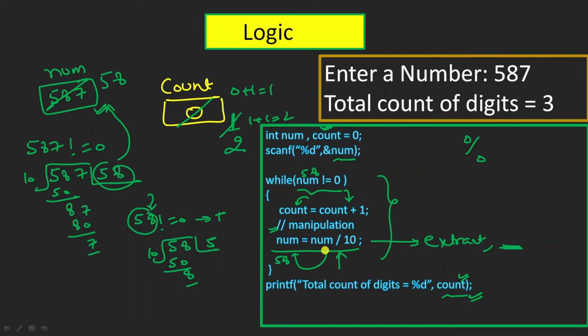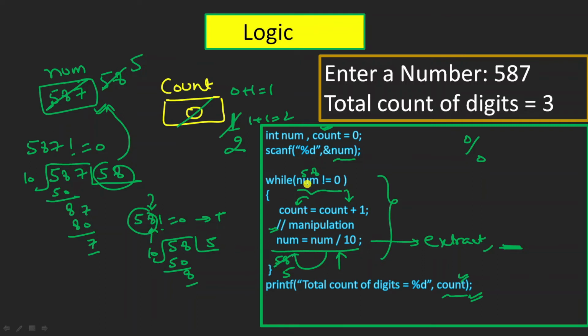So here now 58 will be changed to 5. 58 divided by 10 gives quotient 5. My number has become 5. So basically this has become 5, right? The second time I have counted or tracked this 8.